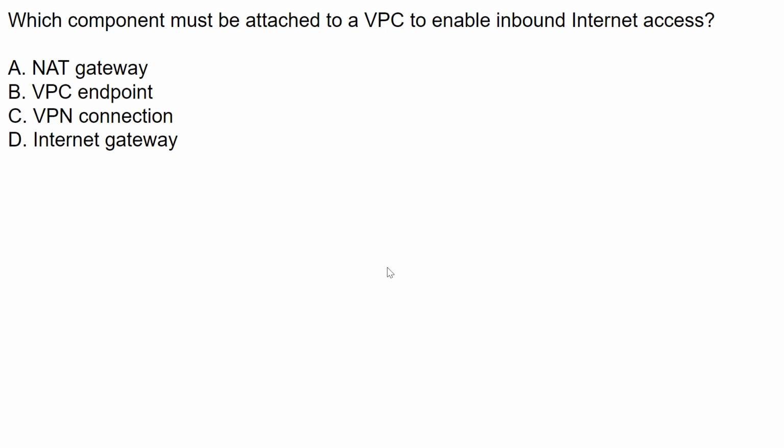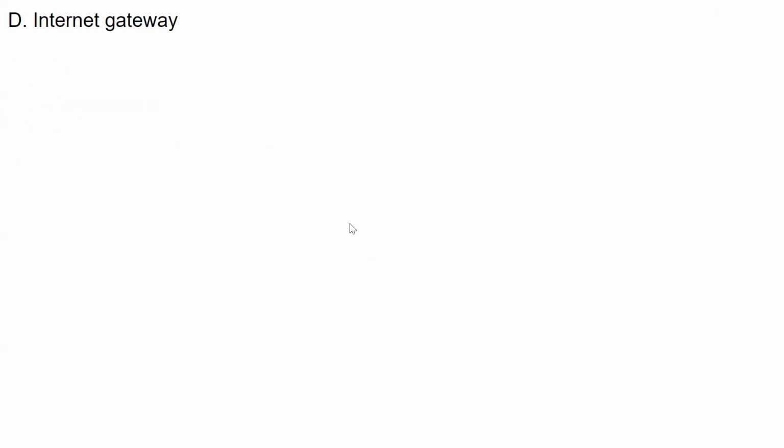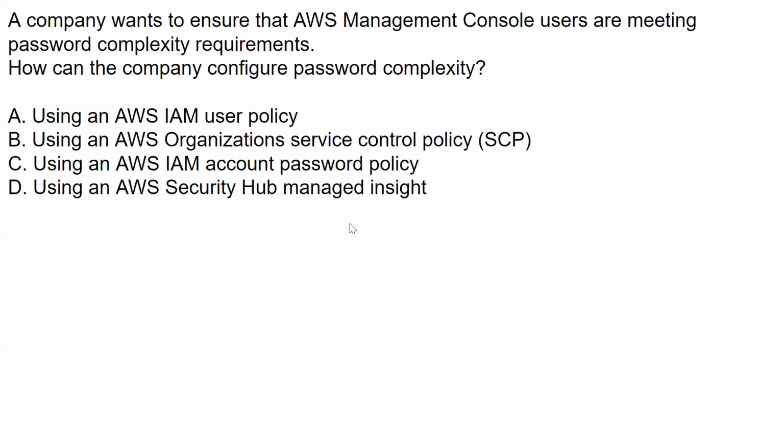Which component must be attached to a VPC to enable inbound internet access? NAT gateway, VPC endpoint, VPN connection, internet gateway. Internet gateway.